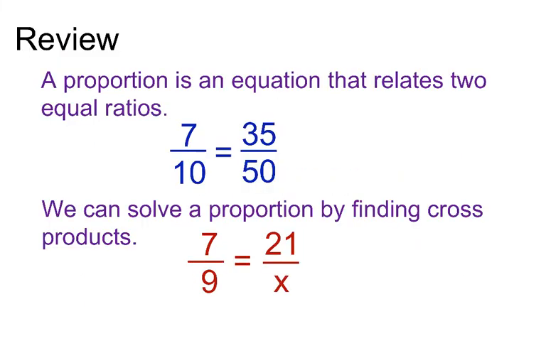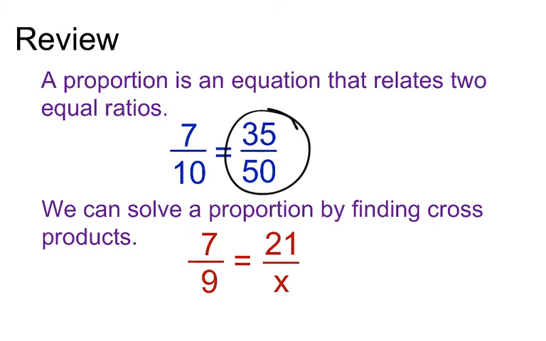Let's review. We remember that a proportion is an equation that relates two equal ratios. For example, the proportions 7/10 and 35/50 are proportional because when reduced, they give us the same ratio, or same fraction in this case. In this case, we have a scale of 5.